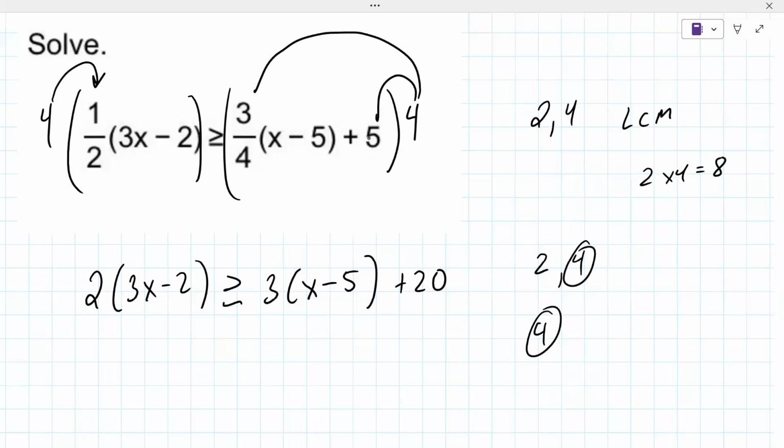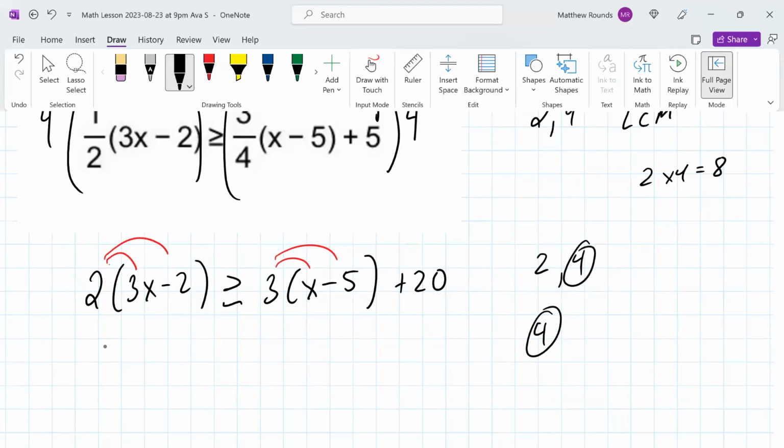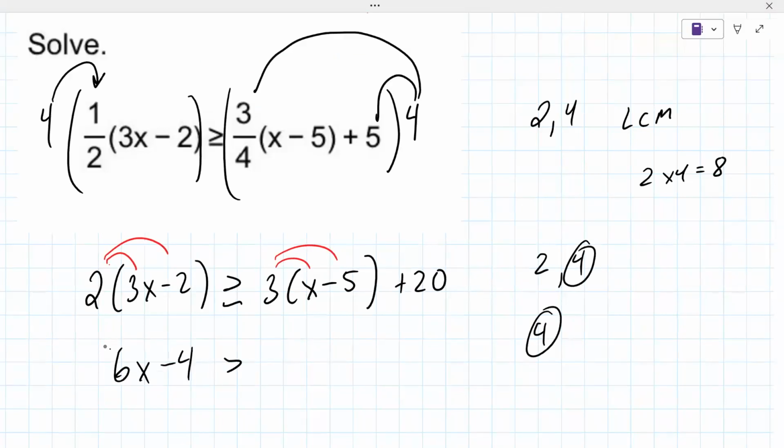So now this is actually very much like the problem we just did. No negatives or anything like that, but you have to distribute this 2 in, this 3 in. So you end up getting 6x minus 4, 3x minus 15, plus 20.